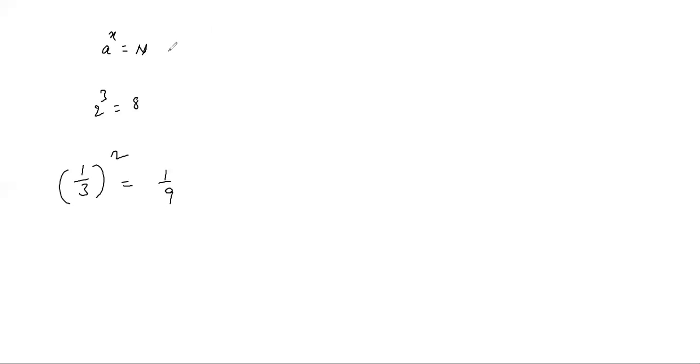If a power x equal to n, we have another form, that is logarithmic form. If a power x equal to n, then we write x equals log n base a. If you write the same in terms of x equal to log n base a, we say that it is logarithmic form. For example, 2 cube equal to 8. In that case, we write 3 equals log 8 base 2. You understand?